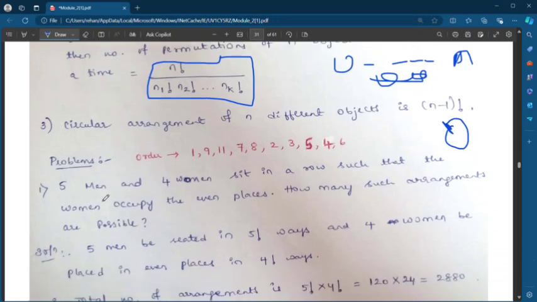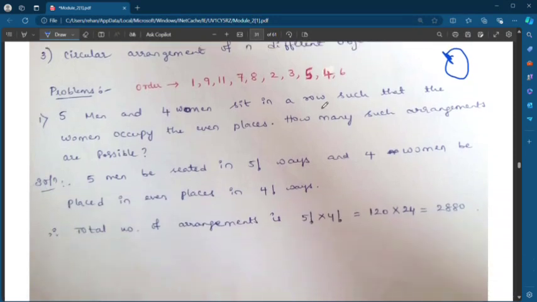First, 5 men and 4 women sit in a row such that the women occupy the even places. How many such arrangements are possible? Now you can see here 5 men can be seated in 5 factorial ways. How can 5 men be seated? In arrangement, nothing but seated arrangement, in 5 factorial, and 4 women can be placed in even places in 4 factorial ways. So the total number of arrangements is 5 factorial times 4 factorial. Simple. See, they have given you this even and odd just to confuse you.